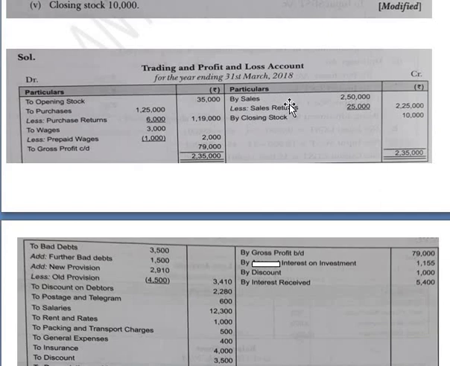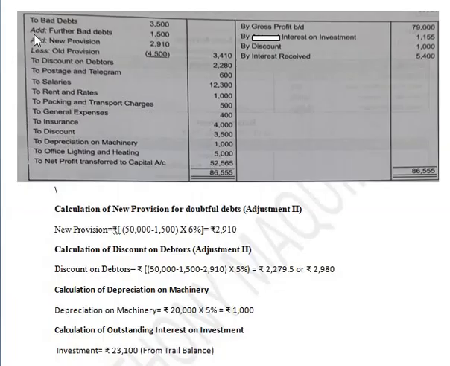Then we take sales on the credit side. Then we deduct the sales return to get net sales of rupees 2,25,000, and the closing stock of rupees 10,000. Since the credit side is greater than the debit side, we get a gross profit of rupees 79,000. This gross profit will be brought down to the profit and loss account on the credit side, for rupees 79,000.